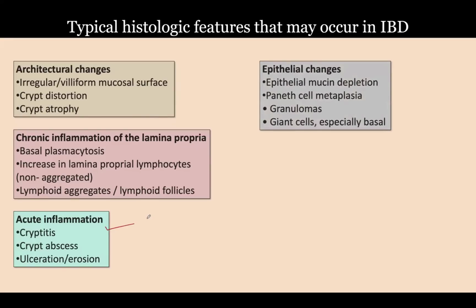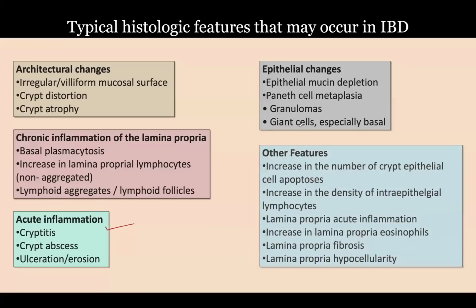Then you have epithelial changes where there is depletion of the epithelial mucin. Then there is Paneth cell metaplasia. You can find granulomas, giant cells. And then there are miscellaneous changes where you get an increase in the number of crypt epithelial apoptotic bodies. There's an increase in the density of epithelial lymphocytes. There is acute inflammation in the lamina propria, eosinophils, fibrosis or hypocellularity.